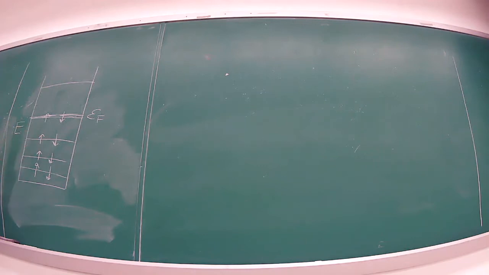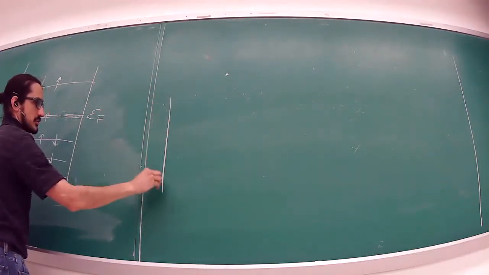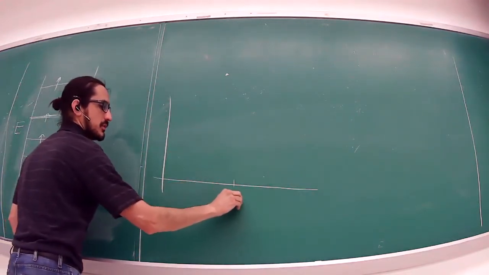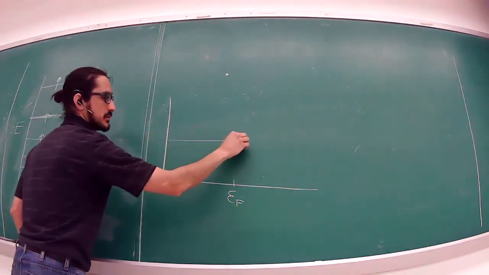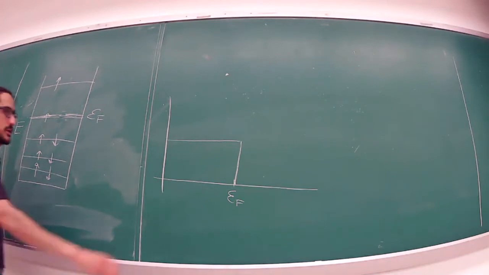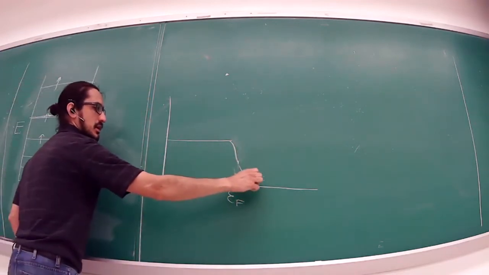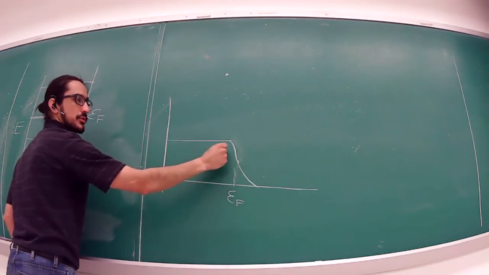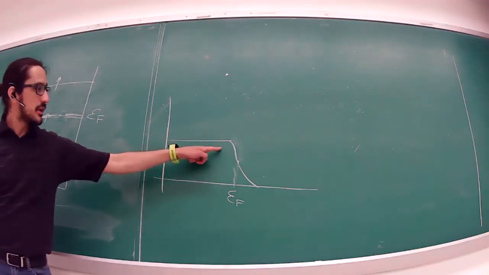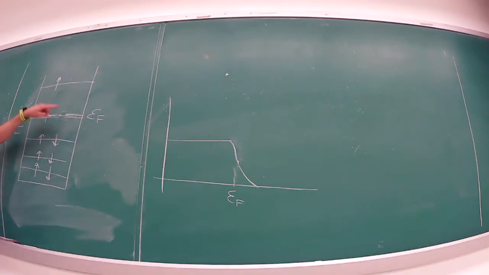What's going to happen if you increase the temperature? Well, then one of these electrons might have enough energy to move to a higher energy state. So if you want to draw the distribution, this will be the Fermi energy. In the ground state, it looks like this. If you increase the temperature a little bit, it's going to look like that, which means that maybe one of the particles, fermions that were close to the Fermi energy, get enough energy to move above the Fermi energy. So it'll be this one.